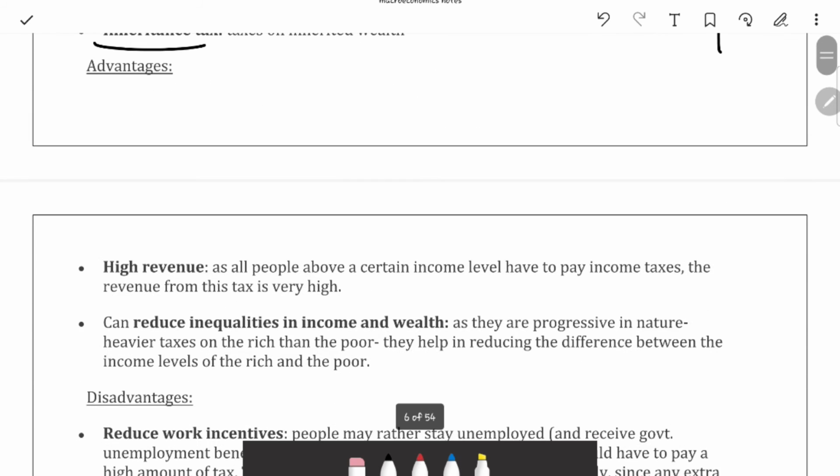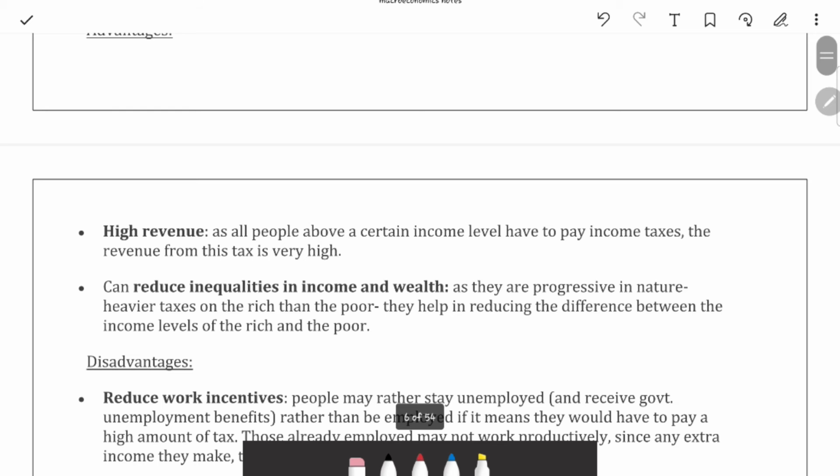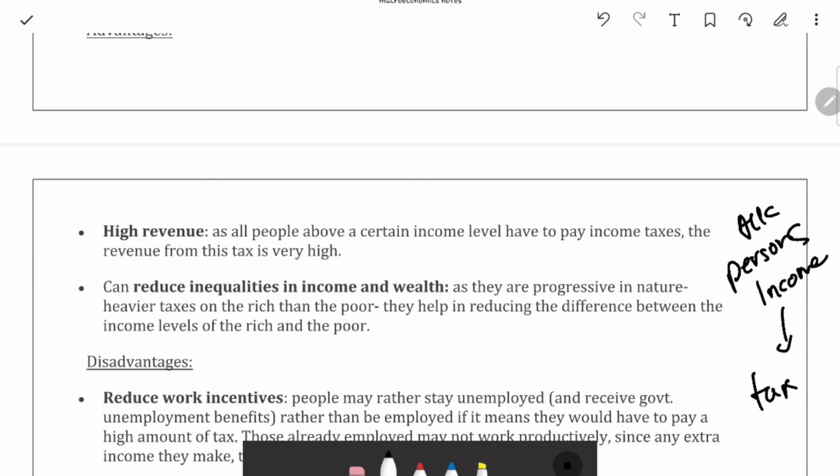Let's have a look at the advantages of direct taxes. The first one is high revenue. When most people's income is taxed, more tax will equal more revenue, so the tax is high, meaning the revenue will be a lot. This can also reduce inequalities because, for example, poor people might not have a lot of income, so the revenue from their tax will be less compared to someone who is very rich. That's just one example.